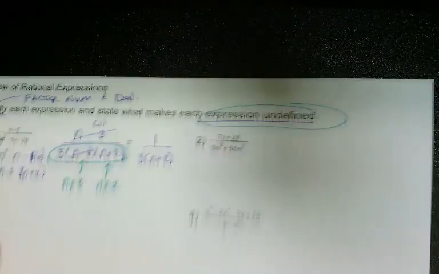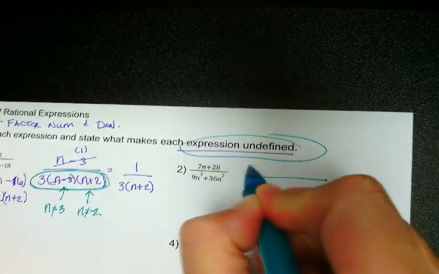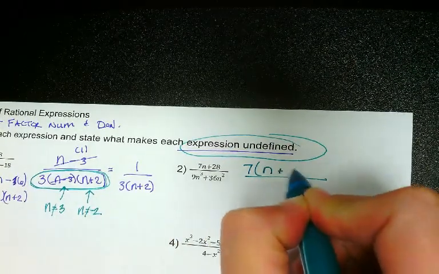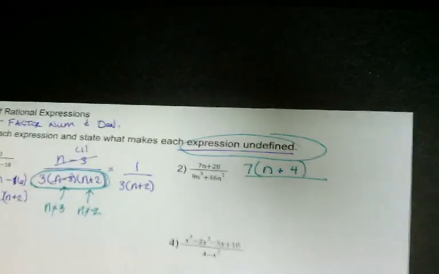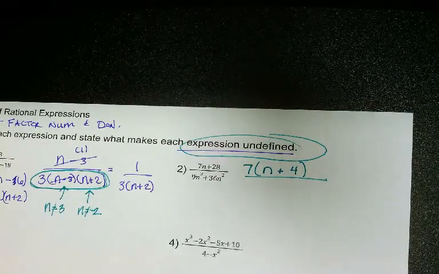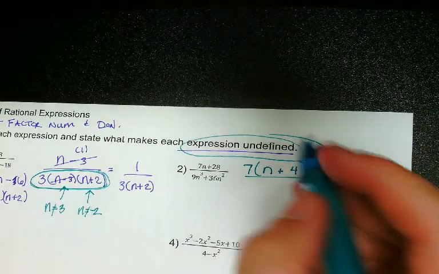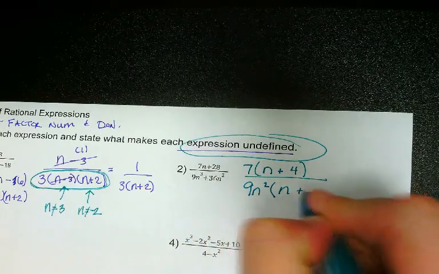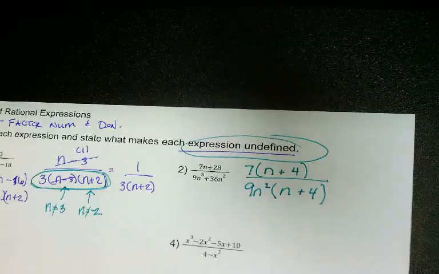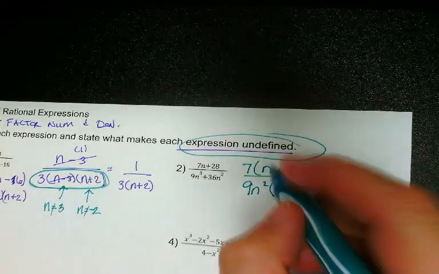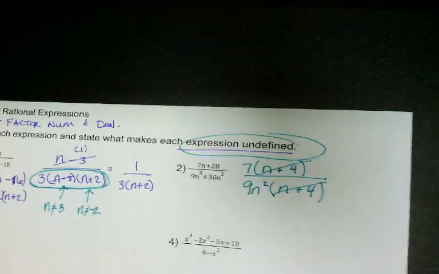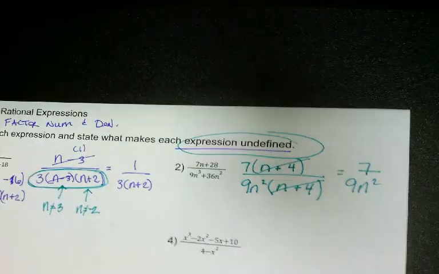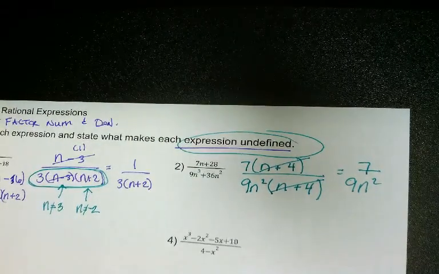All right, number 2. What type of factoring did we have on top? GCF. So I've pulled out a 7. I've got n plus 4. On the bottom, what type of factoring? GCF again, I can pull out an n squared, and I'm left with n plus 4. So again, n plus 4 divided by n plus 4 cancels to a 1, and I'm left with 7 over 9n squared.